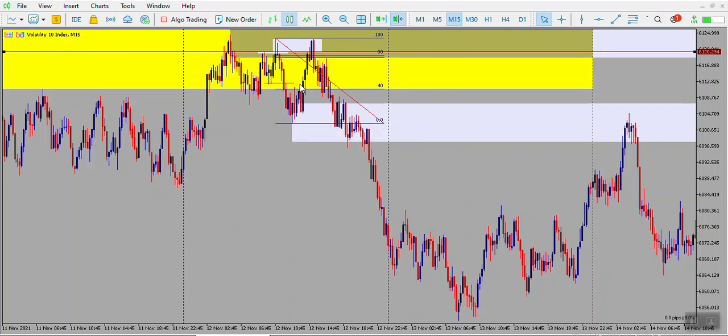So we are waiting for price. So this is our target. This is our first target, the 0 level of the Fibonacci. So after you take our entry here, we are looking at our first target here.